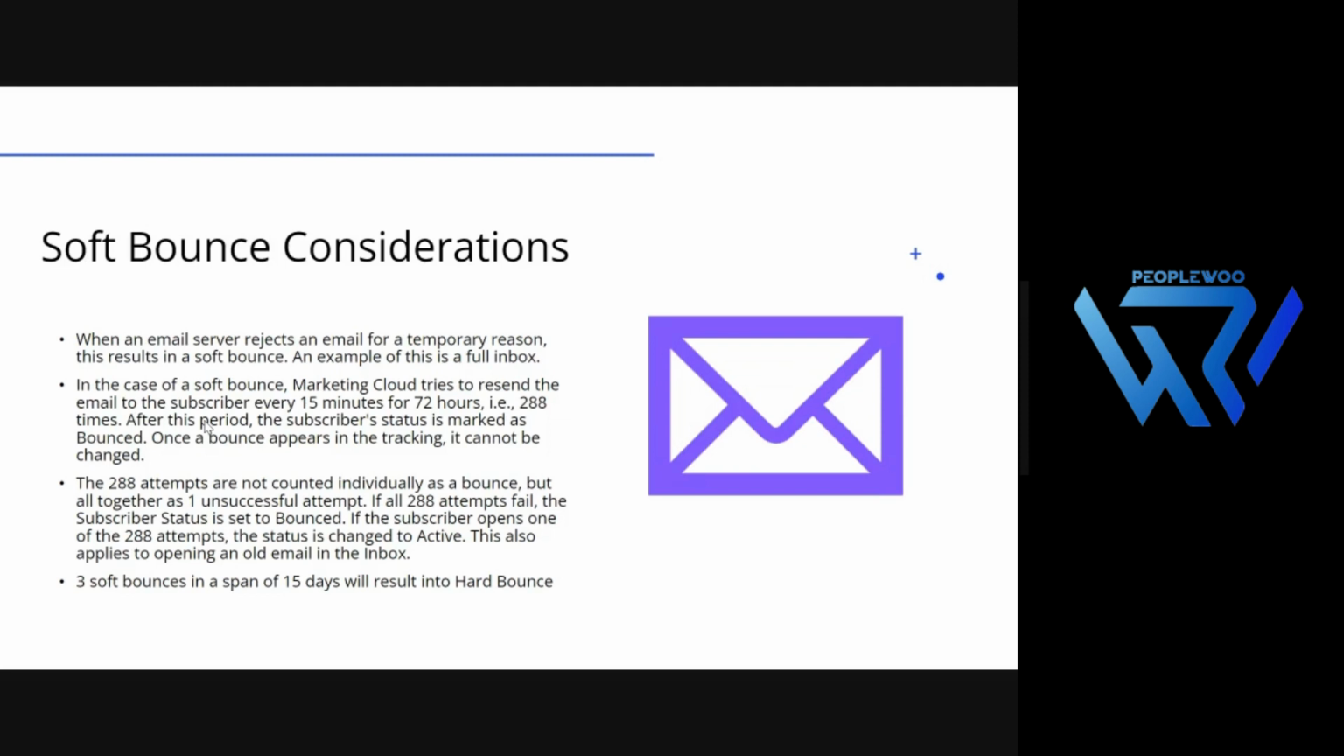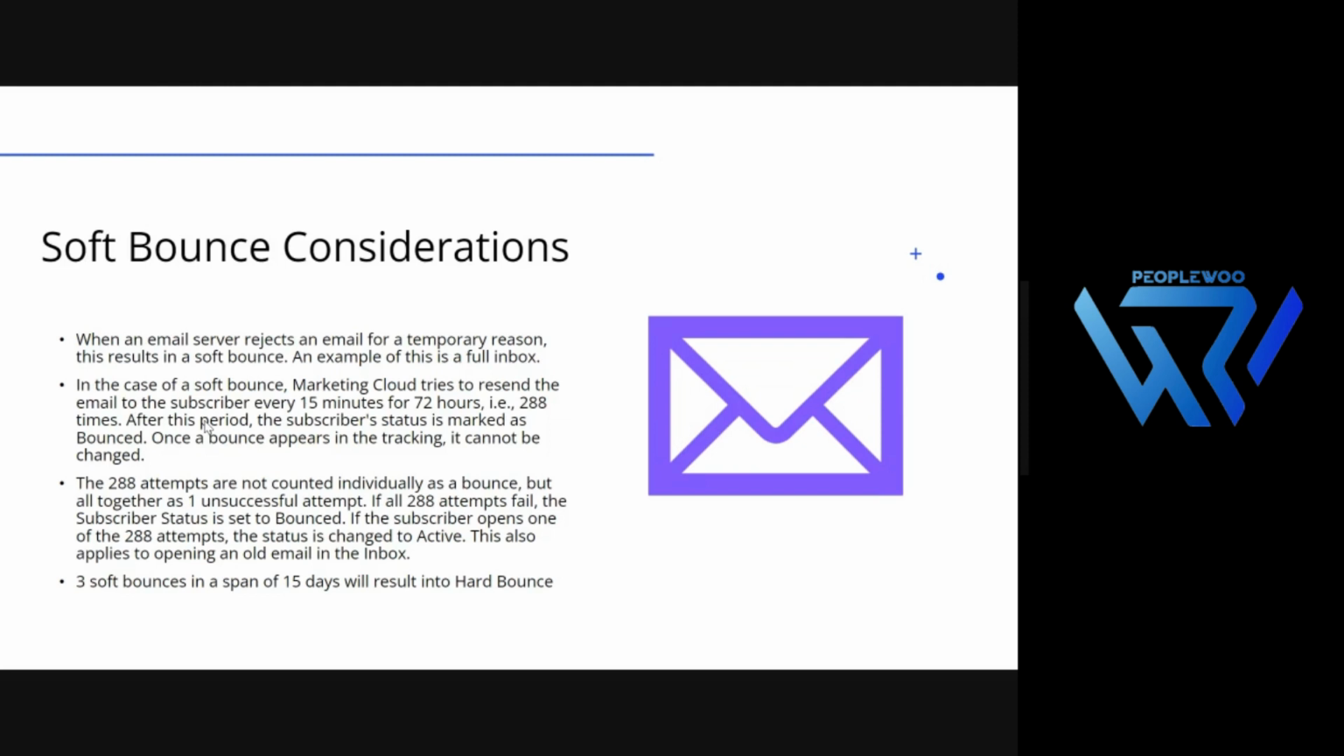The system makes 288 attempts in the next 72 hours, and only after 72 hours, if all the attempts fail, is the bounce status marked for a subscriber. So, guys, the 288 attempts are not counted individually as a bounce, but all together as one unsuccessful bounce. After 288 attempts, the system will calculate one soft bounce for that subscriber.